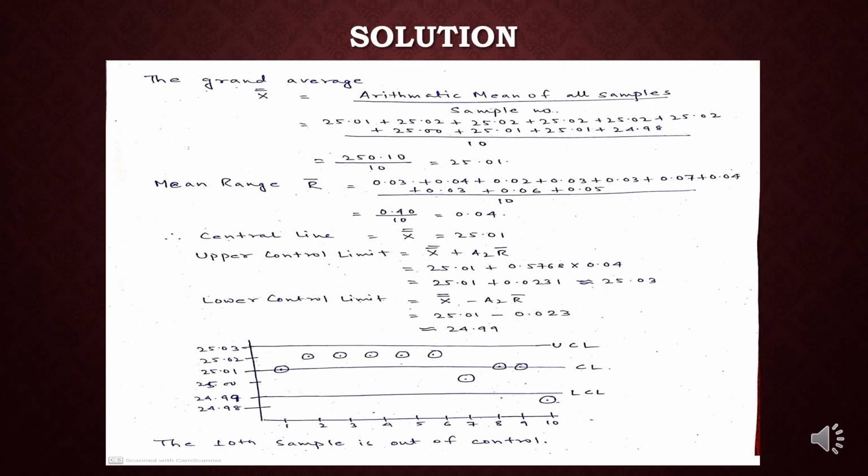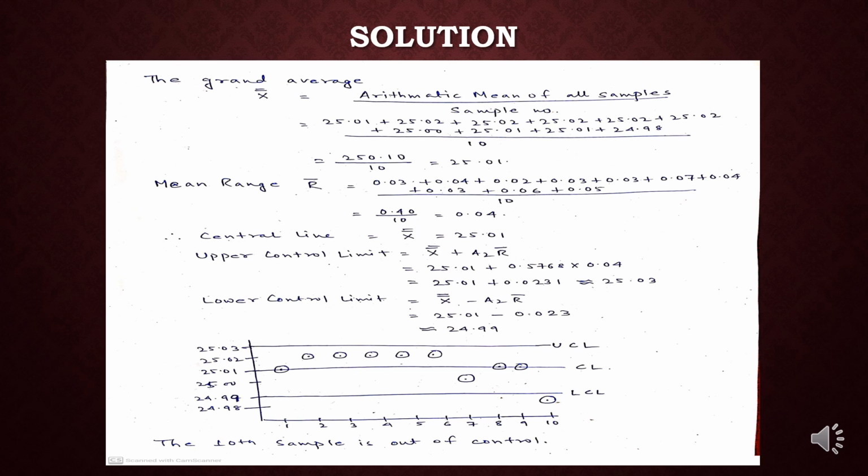And then I'll divide that value of 250.10 by the number of samples that we have here, that is 10. So the grand average or x double bar is coming at 25.01, whereas the mean range or the R bar is coming from all the ranges that we found in the previous slide, by calculating the highest minus lowest. The subtotal is coming at 0.40 divided by the number of samples. We are finding the R bar to be 0.04.